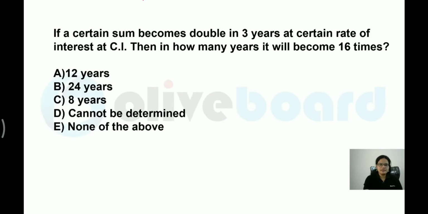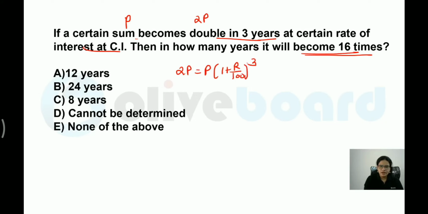So if a certain sum becomes double in 3 years using the compound interest, then in how many years will it become 16 times? Okay, very important question. We have done such a question in case of simple interest as well. So sum is becoming double. So that means amount, suppose principal is P, it is becoming 2P over here. Okay, so what will you write? 2P is equal to P in bracket 1 plus R by 100 to the power 3. Are you getting it? Now this P will get cancelled. What will I get? 1 plus R percent, this value to the power 3, this value is 2 over here.